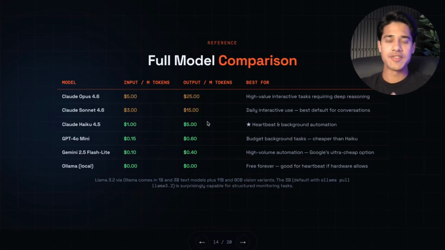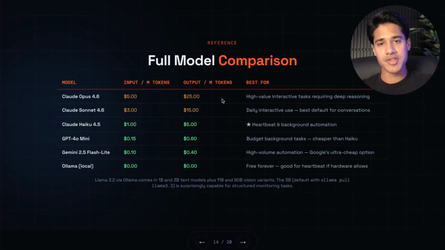GPT-4o Mini is 15 cents input, 60 cents output. It's the budget king. It's even cheaper than Haiku for background tasks. Gemini 2.5 Flash Lite is 10 cents input, 40 cents output. It's Google's ultra cheap option, and it's worth testing for high volume automation. And then local, as we discussed yesterday, via Ollama is $0. It's free forever. Now the trade-off is capability, but for heartbeat tasks, a good local model is more than sufficient.